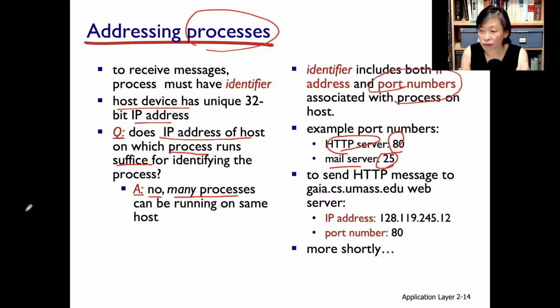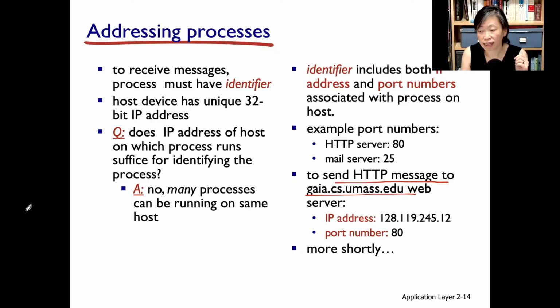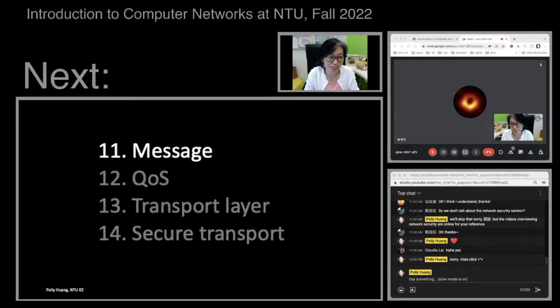So that is also saying, to send a web request, which is an HTTP request, to a server, gaia.cs.umass.edu, we send that message to here, or that socket is defined by this IP address and this port number. So this is the IP address of the web server, and this is the port number of the server process running there. All right, so we define the architecture components in the communication and create a socket.